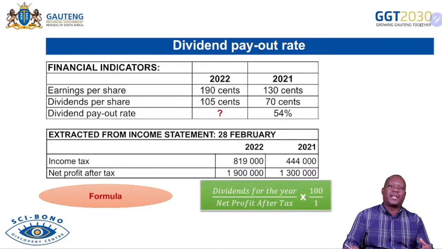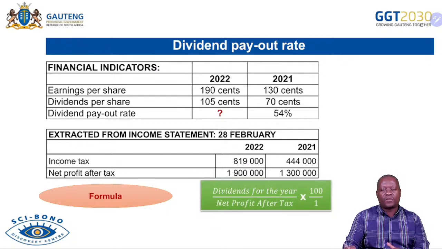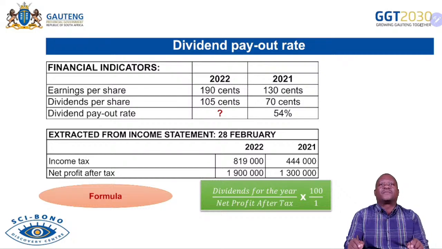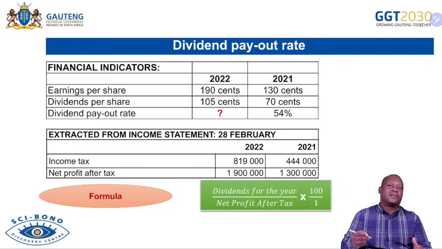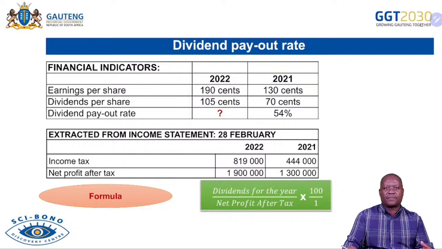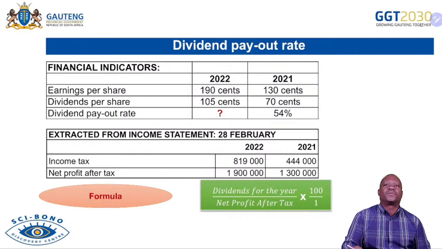Now, the first formula says dividends for the year, which is total dividends for the year. And remember, total dividends is a result of the interim dividend plus the final dividend. Dividends for the year divided by net profit after tax. Remember, net profit after tax is our earnings. That's what we have earned as a business. And then we multiply by 100 because we want our answer to be a percentage.